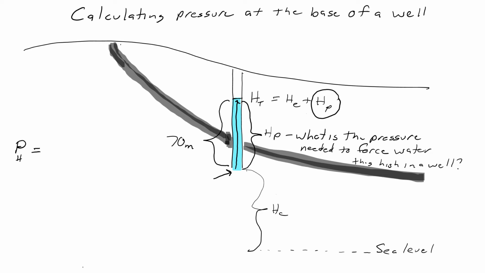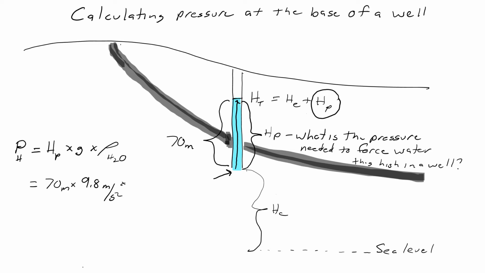where the hydrostatic pressure equals the height of the water column, or in this case, the pressure head, times gravity, times density of water. What's our pressure head in meters? In this case, it's 70 meters. What's the acceleration due to gravity? 9.8 meters per second squared.